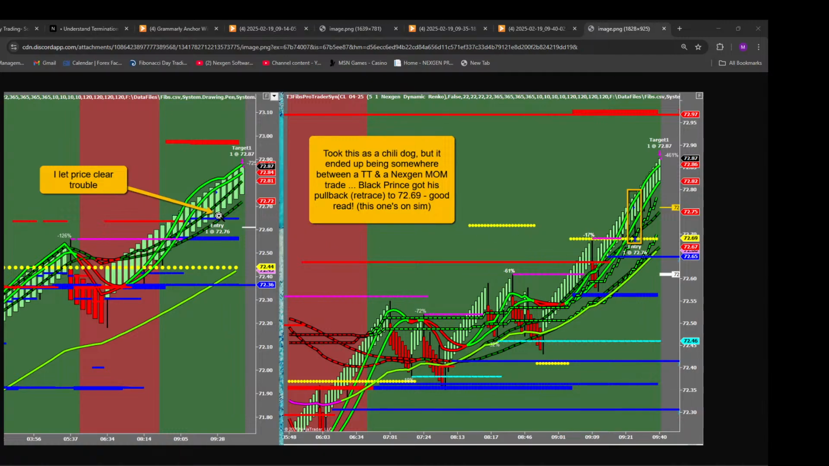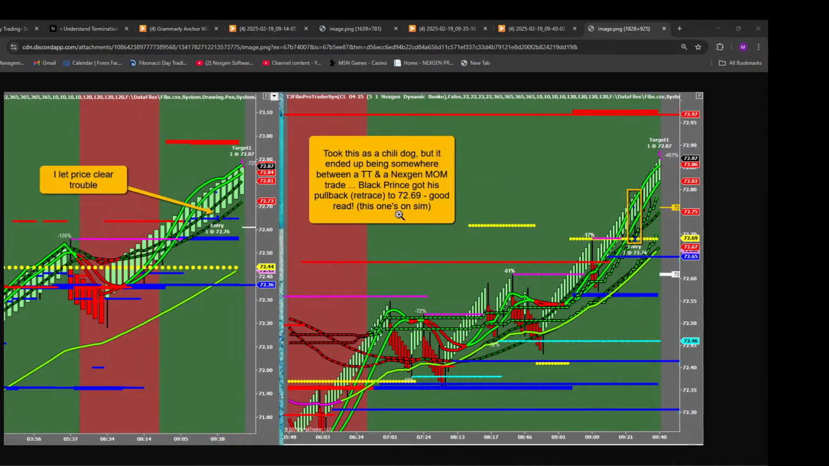Let price clear trouble, getting away from the fib. And then that was your exact same entry, Black Prince, 100%. And notice that he's only taking short profits on a trade that is 100% momentum. Took this as a chili dog, but it ended up being somewhere between a trend trade and a next-gen momentum trade. Black Prince got this pullback to 72.69.